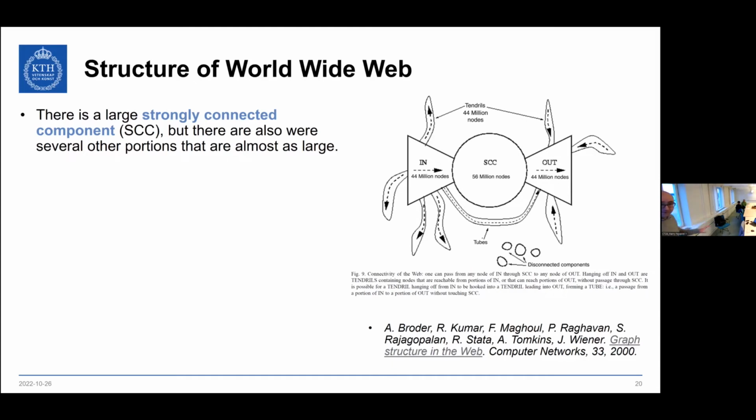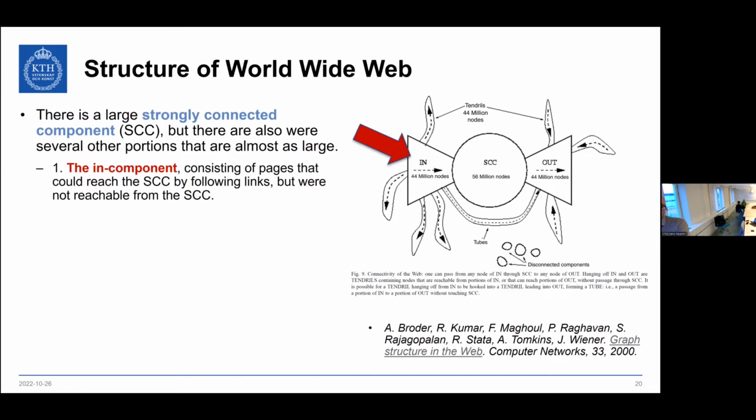That's fine. The problem is that there are these bow ties, 44 million nodes of the in component, where it goes in, like pages that flow into this component, and nobody can reach them, right?